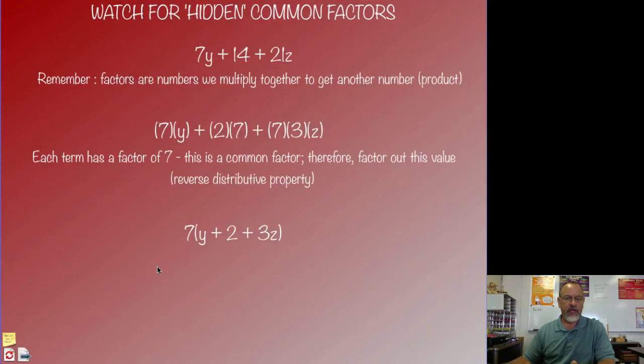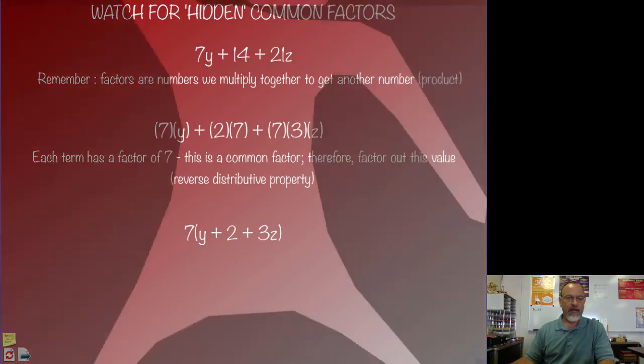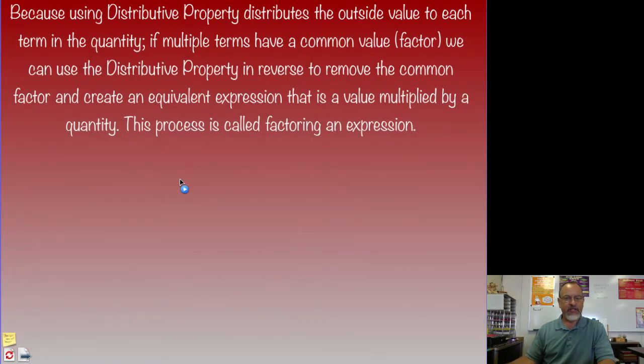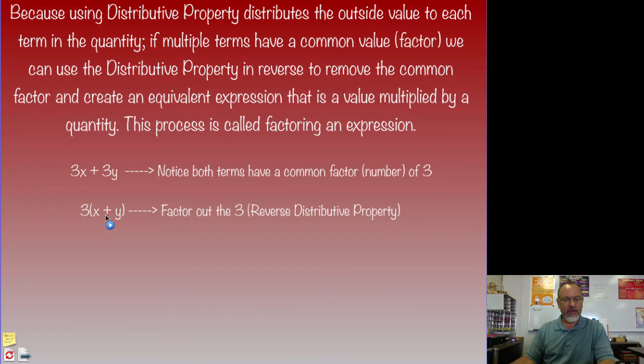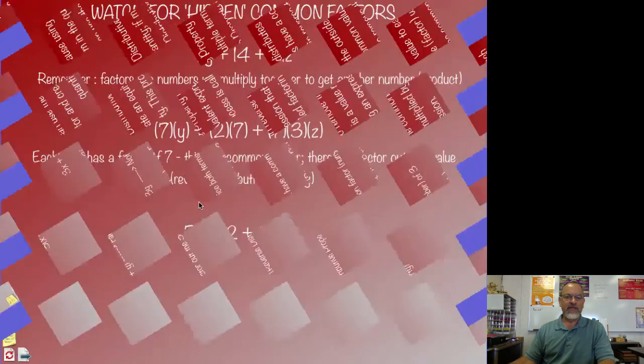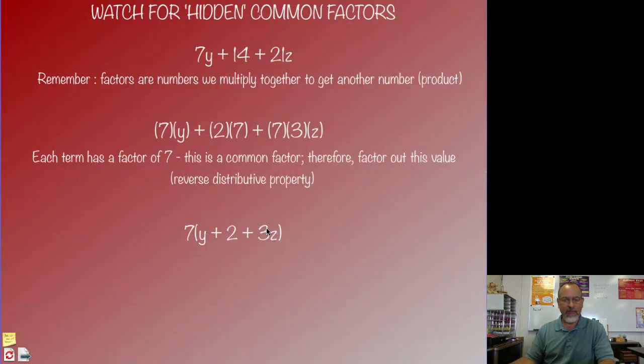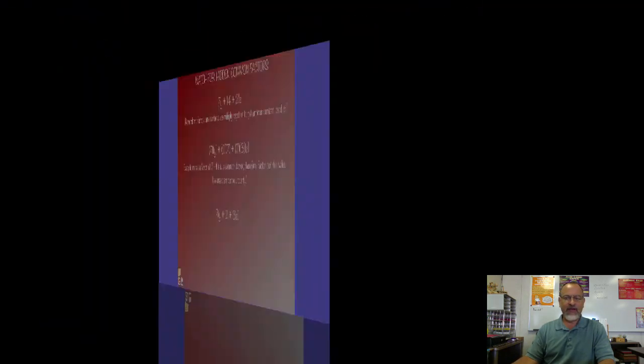Let's reverse this. Notice that each term inside the parentheses that I ended up with had a common factor of 7. If I go back to this page here, each term that I end up with here, this x and the y that I end up with at the end, had a common factor of 3. So these numbers or terms that end up in the parentheses at the end must have this number in common. If not, you can't factor them.